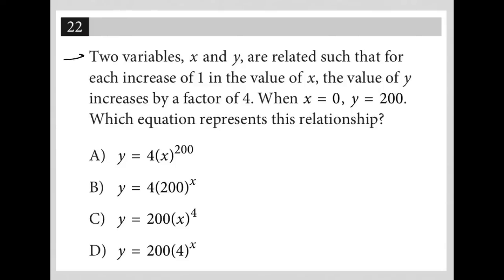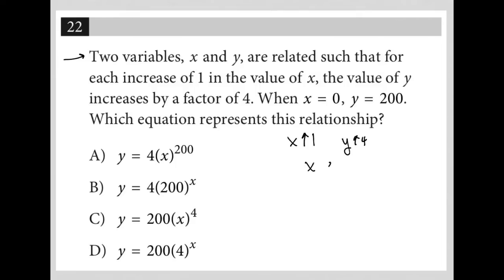So this question says two variables, x and y, are related such that for each increase of 1 in the value of x, so I'm going to just write that down, as x goes up by 1 unit, the value of y increases by a factor of 4. We'd have y going up by 4 units.